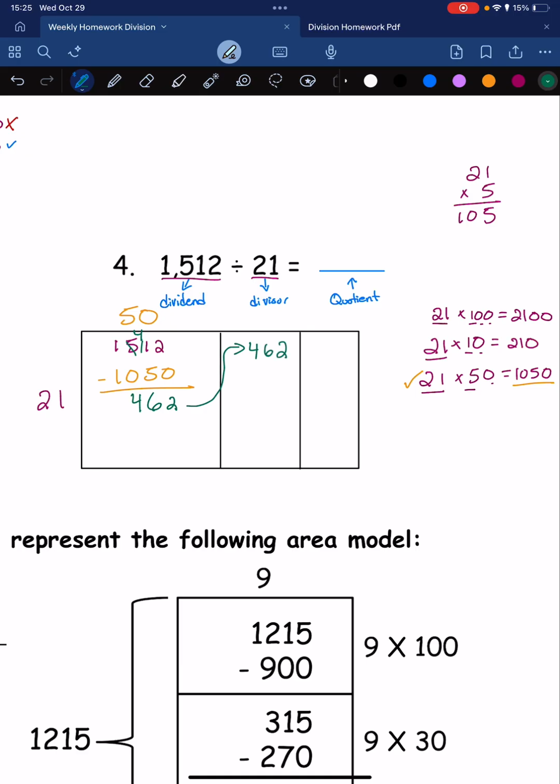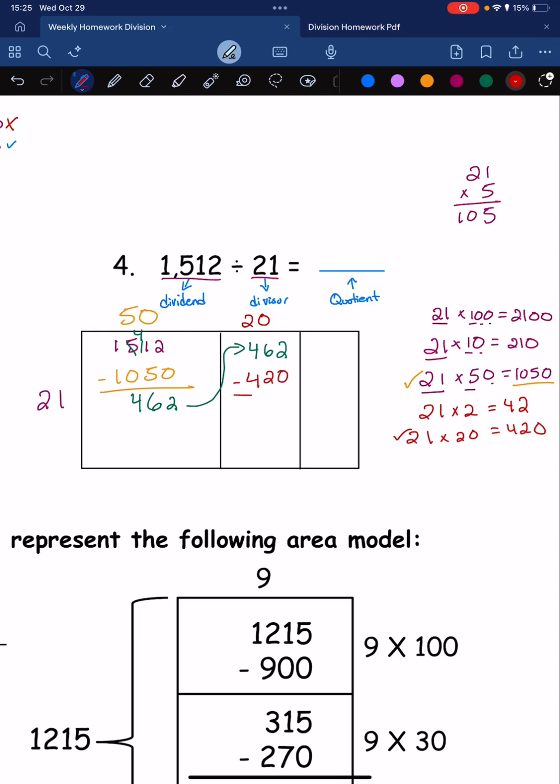Okay, is there a number that I can multiply 21 by? Well, my first thought is 2, right? Because 21 times 2 is equal to 42. So that means if I do 21 times 20, that would equal 420, right? Beautiful. So I'm going to put my 20 here. And 20 times 21, as I've already figured out, is 420.